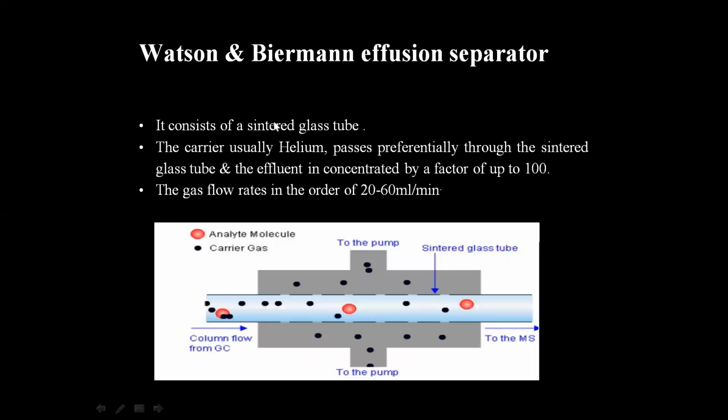In this diagram, both temperature and pressure, the surface activity of the glass jet separator must be controlled. Next is the Watson and Biemann effusion separator. It consists of a sintered glass tube. The carrier, usually helium, passes preferentially through the center glass tube and the effluent is concentrated by a factor of up to 100. The gas flow rate is in the order of 20 to 60 ml per minute.